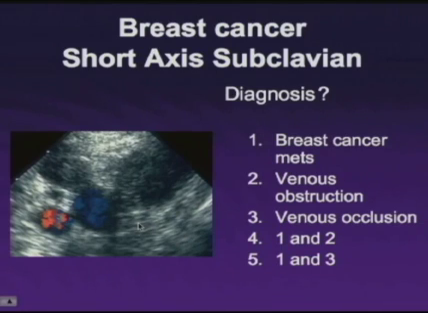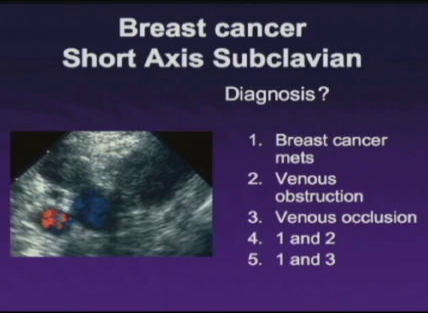So now a question. We have a short axis view in the subclavian area. We have an arterial signal and a venous signal and two echogenic structures. What do you think is going on? Is it breast cancer? Is it venous obstruction? Is it venous occlusion? Or is it a combination?